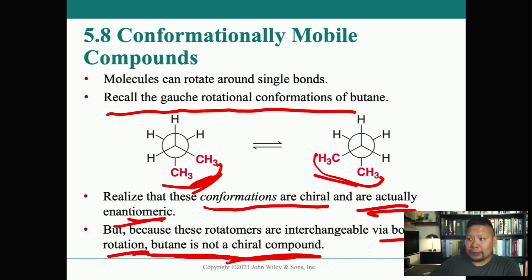Not a chiral compound. So that would be true of all molecules that have single bonds and whose gauche conformations seem chiral, right? Conformations seem chiral. But in the end, the molecule itself is not chiral, okay? Because you can rotate around a single bond.